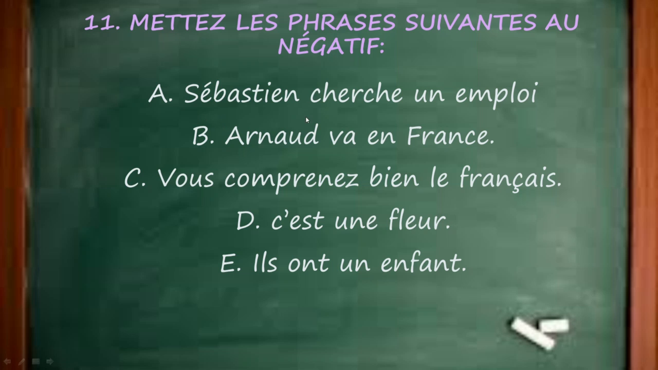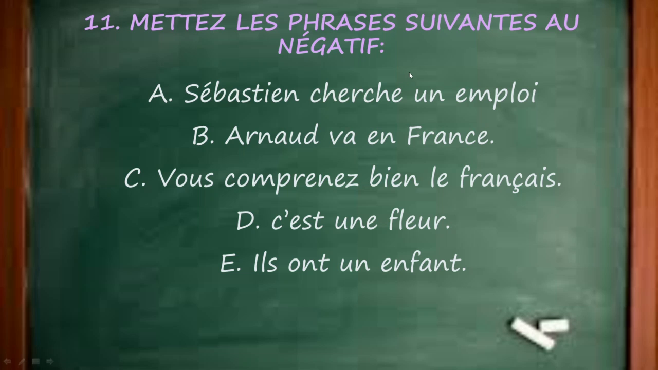So Sébastien cherche un emploi. There are two things you have to keep in mind, that is ne and pas. Whenever you're changing a sentence to negation, ne pas will be applied. In English we just add don't or is not. In French it's ne and pas, which will be placed before and after the verb. So Sébastien ne cherche pas. This is the verb. You have to find the verb first, then put the ne and pas. Ne will be before and pas will be after.